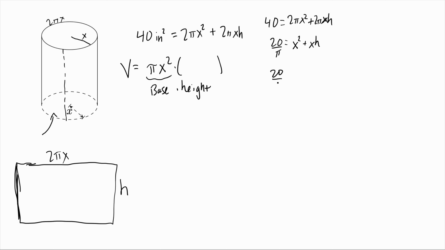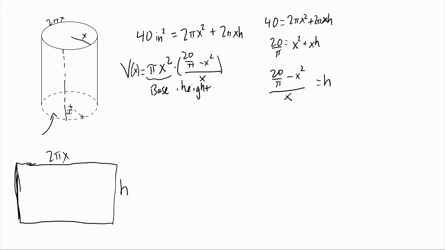So if you get 20 over pi minus x squared, all over x, because you subtract that over and then divide by x, that'll be equal to h. Okay, so the height is (20/pi minus x squared) all over x. Awesome. Now this is our formula for volume, and we can think of this volume as a function expressible in terms of just the variable x. So V of x is equal to that.